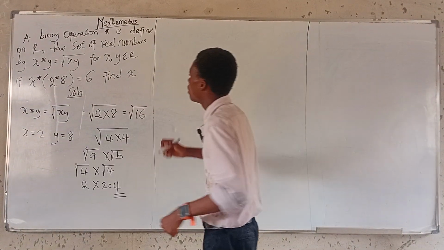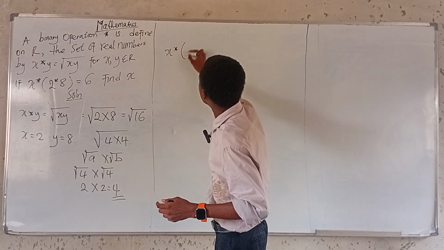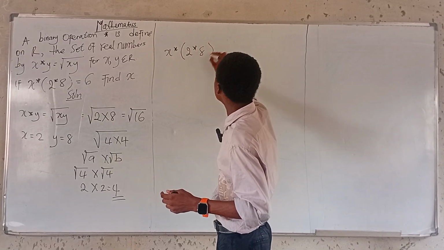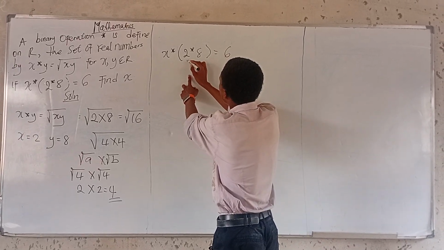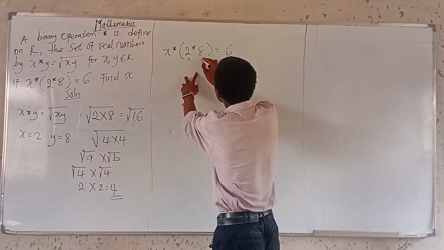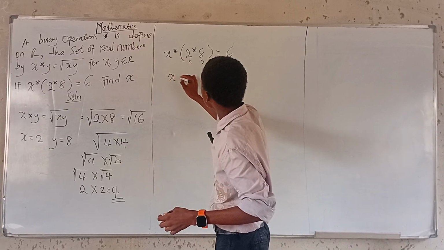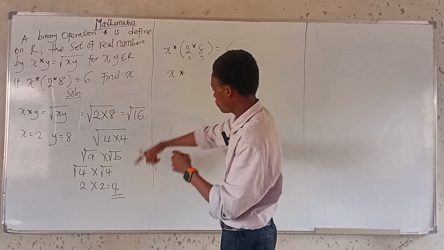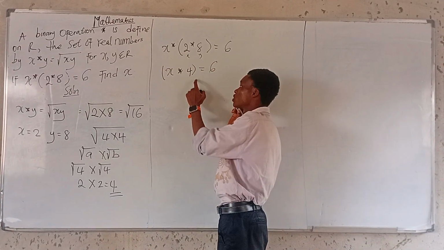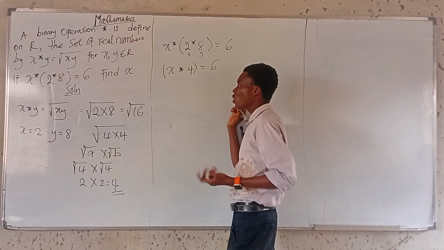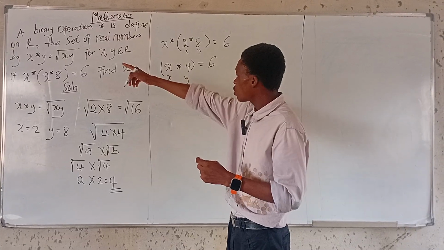Remember that we have x * (2 * 8) equals 6. We say that 2 * 8 is 4, so this is x and this is y. We can now say this is x * 4 equals 6, because a binary operation is an operation that combines two elements together. So let's also use that formula.